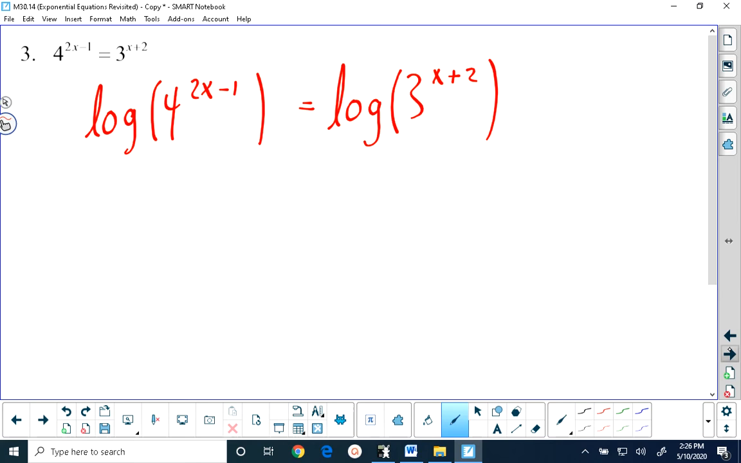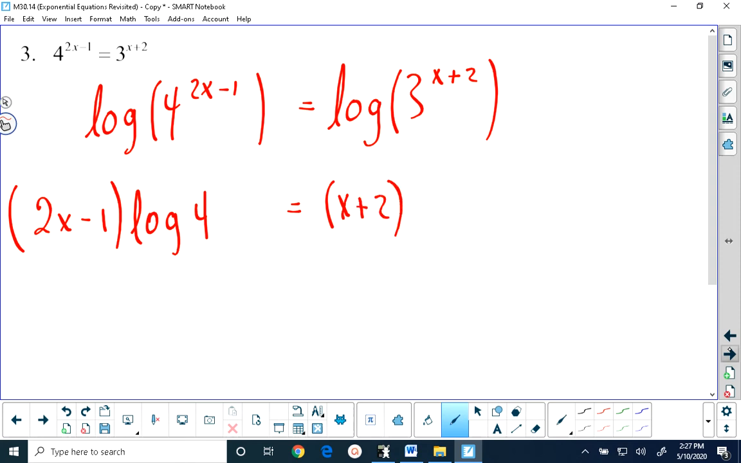When I move this exponent of 2x minus 1 in front, if I were to write it without brackets, that wouldn't be correct, because that looks like I'm saying 2x and then minus 1 log 4. What I need to do is put that exponent that I moved in front in brackets. Same thing on the right-hand side, x plus 2 in brackets multiplied by log of 3.